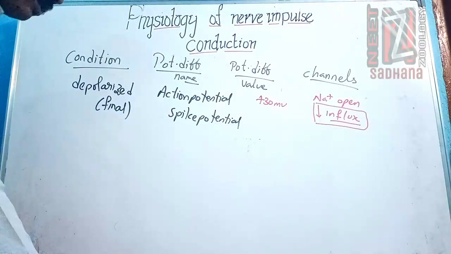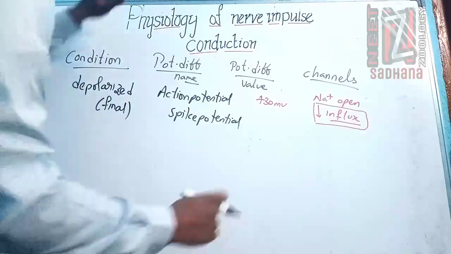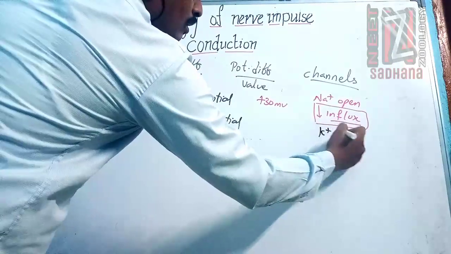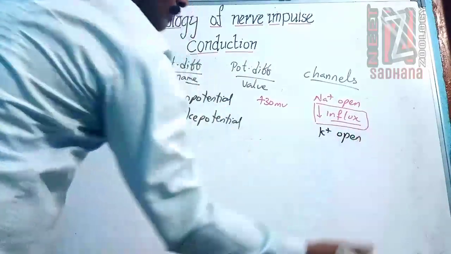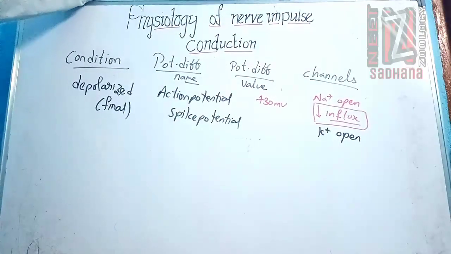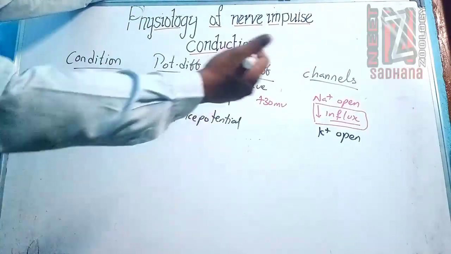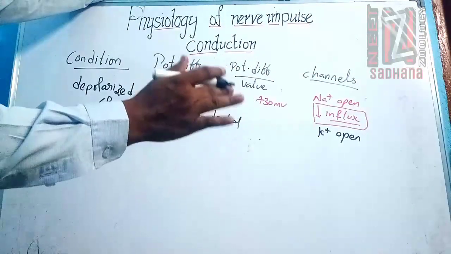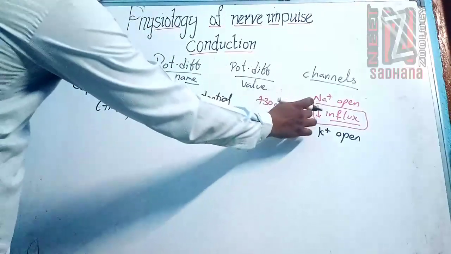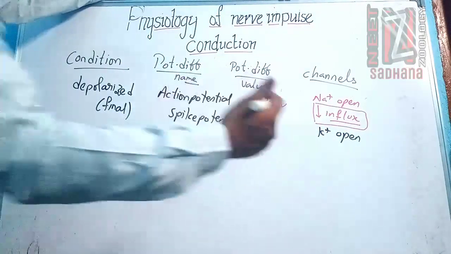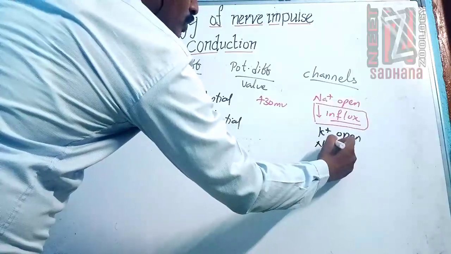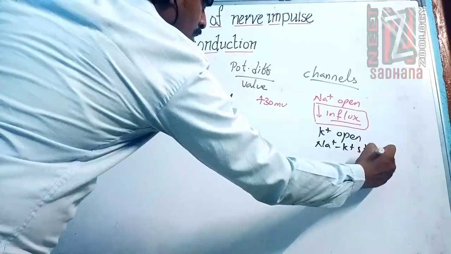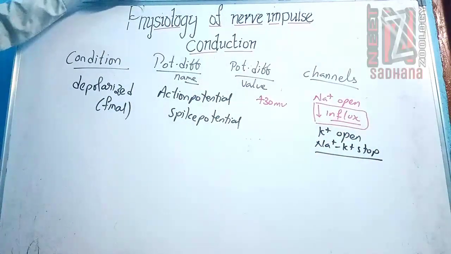Then what about the potassium channels? Potassium channels are also active, but they are not sending out that much potassium. It will be sending out along the concentration gradient, so it will be working, but in this condition we will be concentrating on the sodium ion channel. And obviously the sodium potassium pump will be stopped.